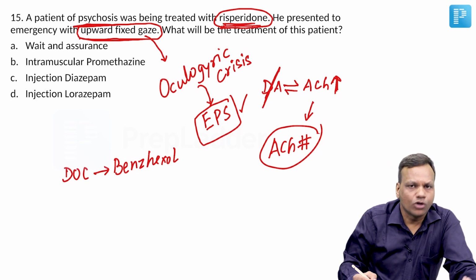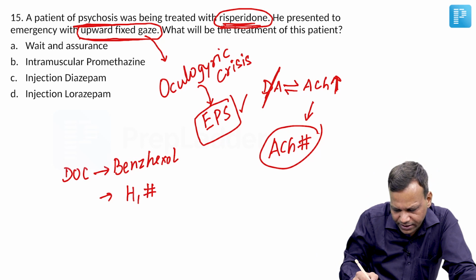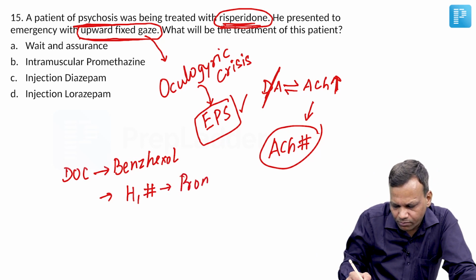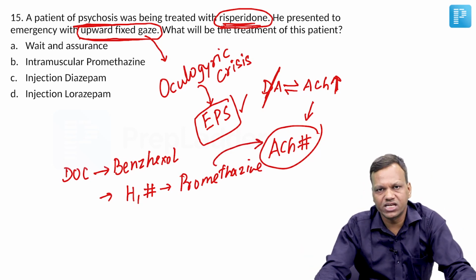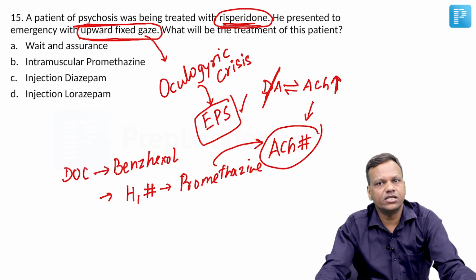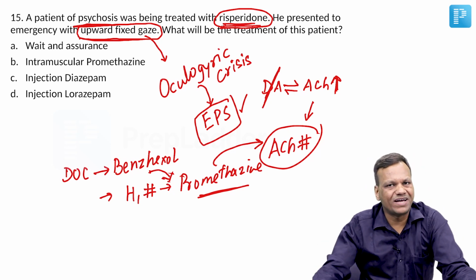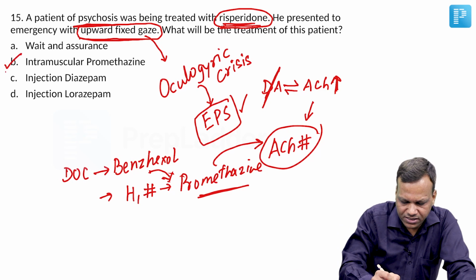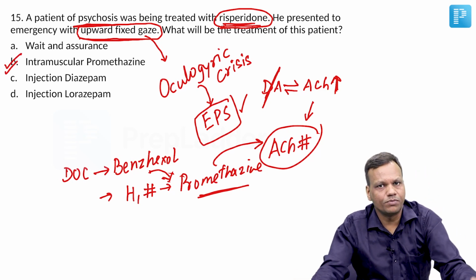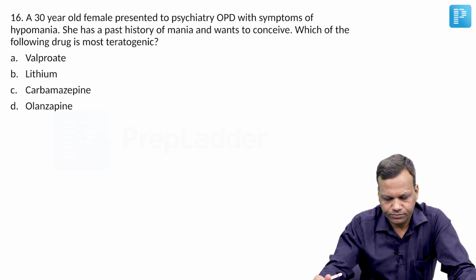If benzhexol is not in the options, then we give first generation antihistaminic drugs like promethazine. Promethazine is very strong anticholinergic drug also. Apart from antihistaminic, it has very strong anticholinergic property. It has very good penetration in the brain. So promethazine is a good alternative to benzhexol. So if benzhexol was in the option, we will mark that. If not, answer will be promethazine. Okay. So EPS, promethazine. Clear? So that is question about risperidone.